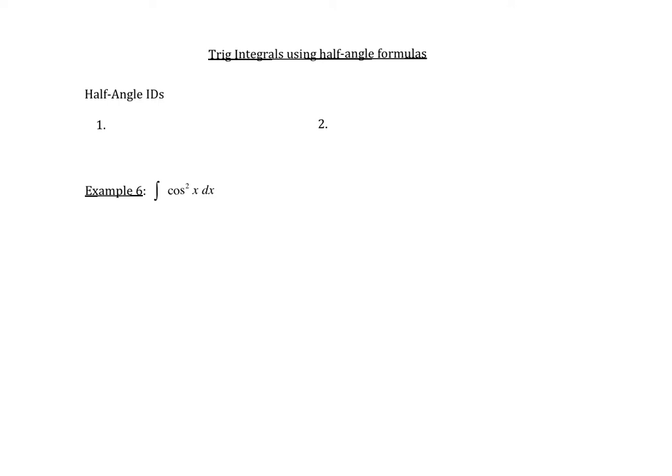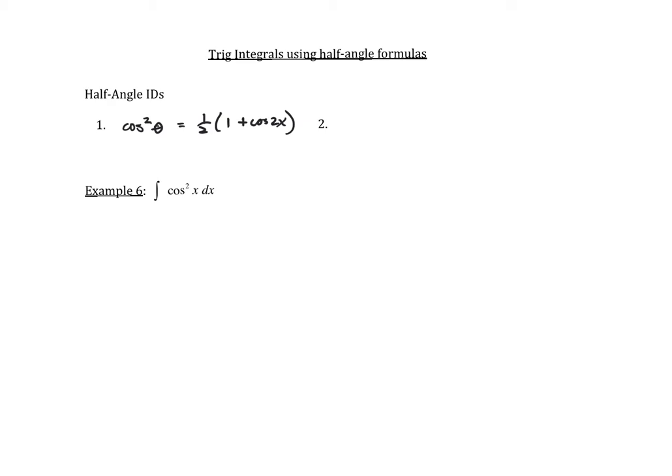Let's continue our discussion about solving trigonometric integrals using trig identities. This time we'll look at using the half-angle formulas. So we have two half-angle formulas. One of them involves cosine squared of x, or let me call it theta, I guess. And that formula looks like this. It's going to be 1/2 times 1 plus cosine 2x.